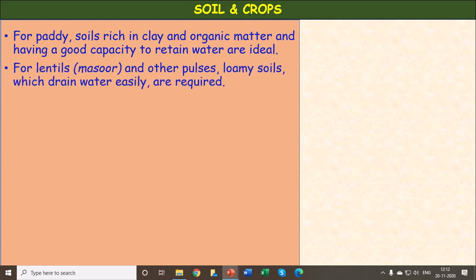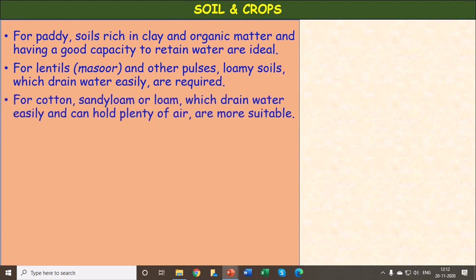For example, for lentils or masoor and other pulses, loamy soils which drain water easily are required. Loamy soils with somewhat optimum silt and sand will drain water easily. So such type of soils are best suitable for growing pulses and lentils.